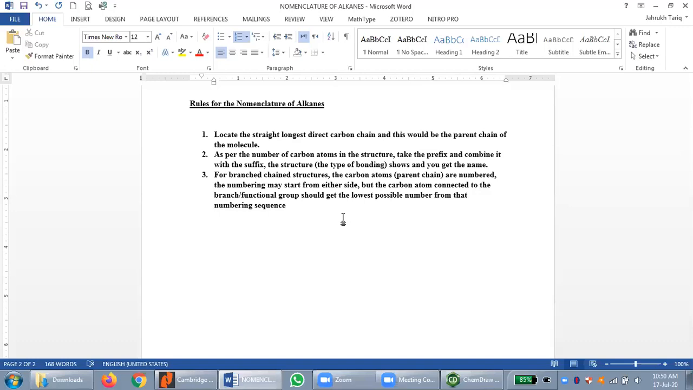So what we are going to do is that we're going to define the branch. Okay, I've been using the word from yesterday, and this word might be confusing a little bit. So what I'm going to do is that I'm going to draw a couple of structures. First of all, I'm going to show you what a branch is, and then we're going to understand this point number 3. So let's get started. Just a minute.